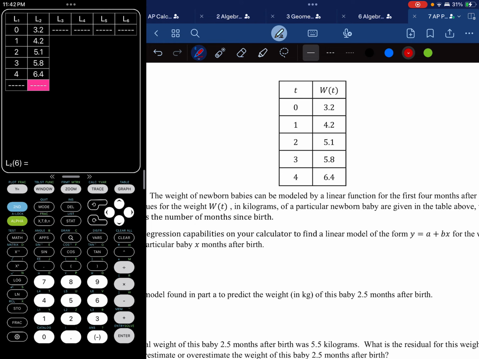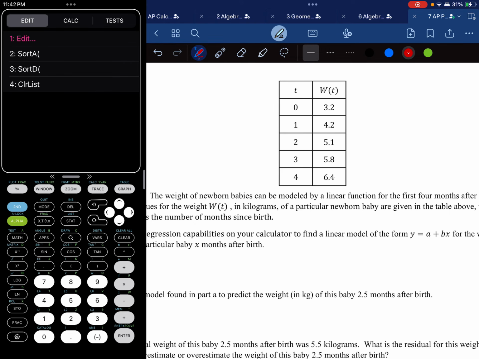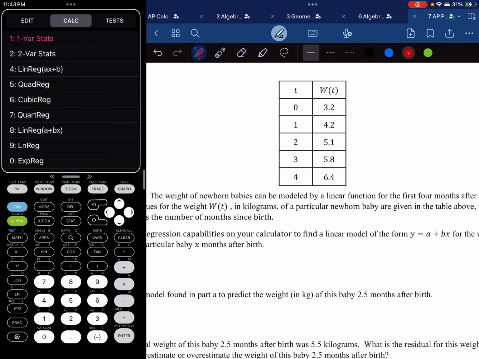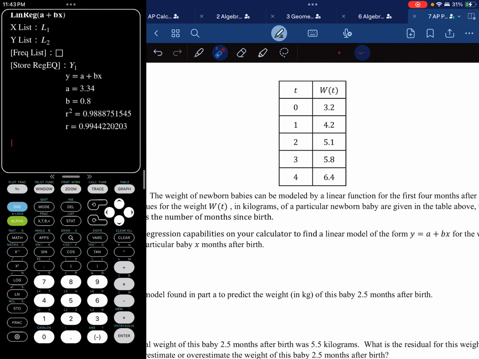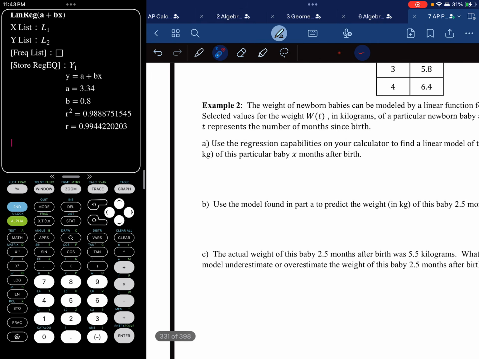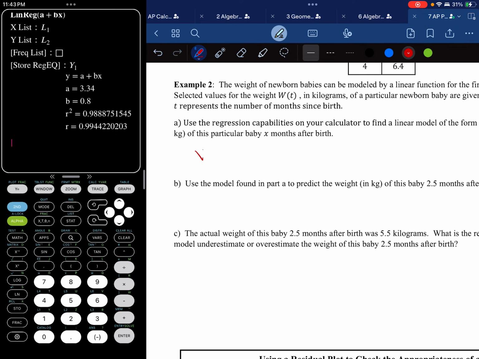All right, so when we have the data entered, we're going to hit stat again, go to the right and calculate. And notice that options 4 and 8 are linear. Option 8 looks similar to what we're asked to do over here, this a plus bx. I'm going to hit 8. I'm going to store my regression equation in Y1, and there is our equation. I'm going to write that out again. It's y is equal to a, which is 3.34, plus bx, so plus 0.8x.